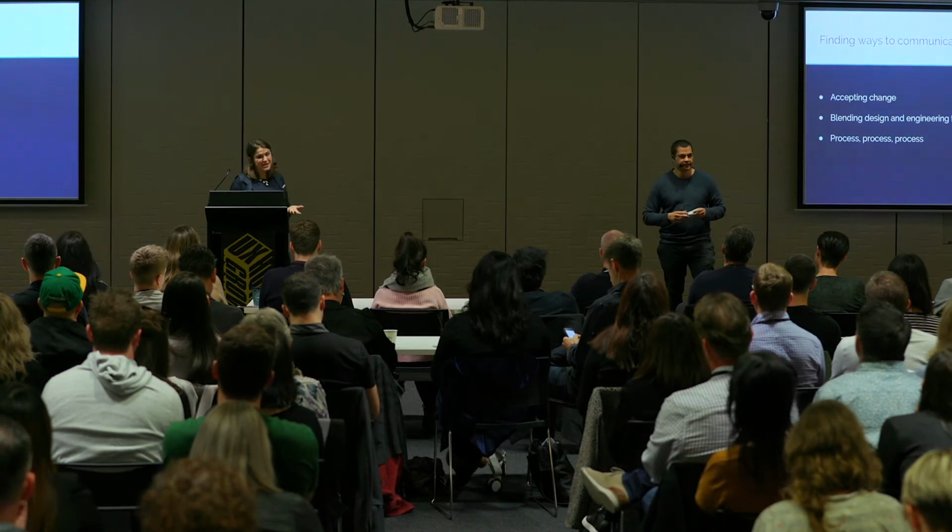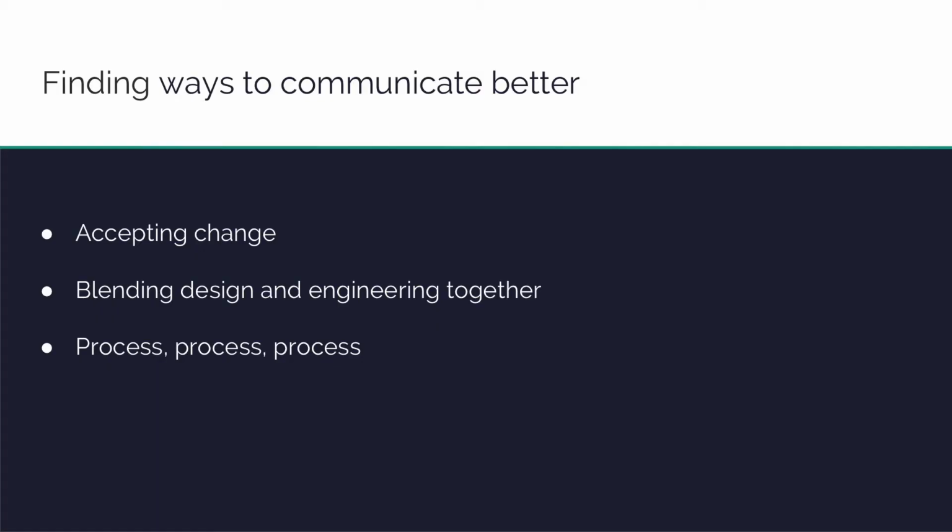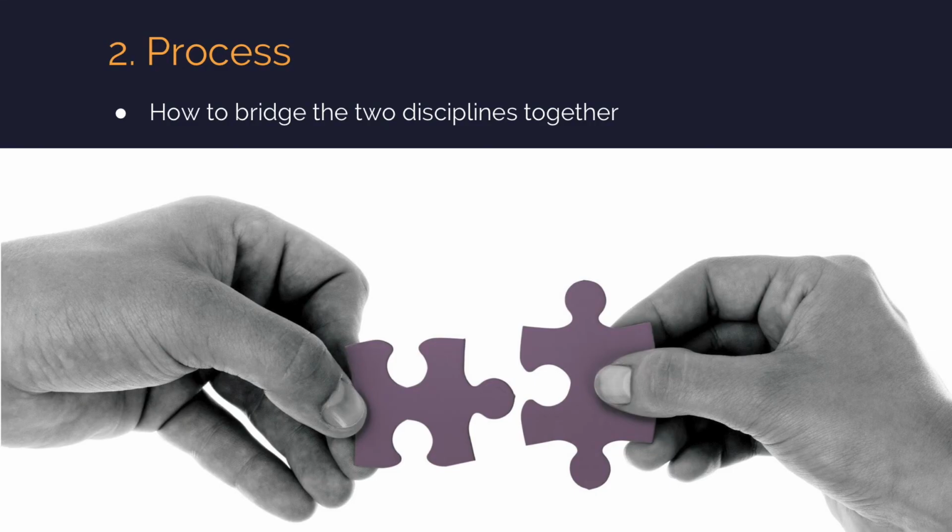So, finding ways to communicate better: accepting the change, accepting the reality that you actually need to communicate, blending design and engineering, getting the developer early enough into your process. So, how do we bridge the two disciplines together?